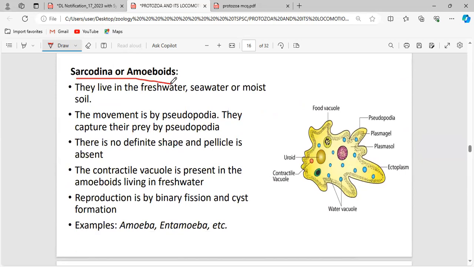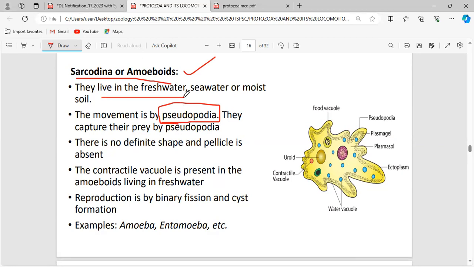And Sarcodina, as I said before, is also called the amoeboid protozoans. So obviously, what type of locomotory organelle is used by those amoeboid protozoans? Exactly, pseudopodia. When you remember the amoeba, the locomotory organelle is pseudopodia. That is false feet. They look like feet, but it is not actually a well-developed organelle, just an extension of the outer cell wall.